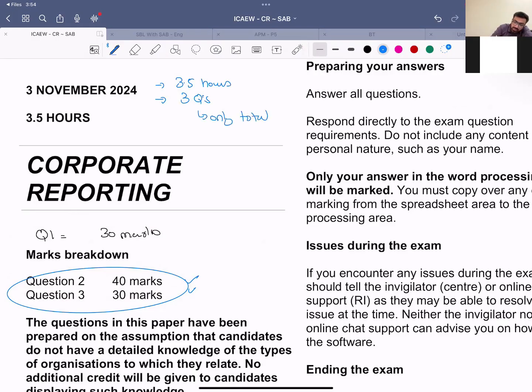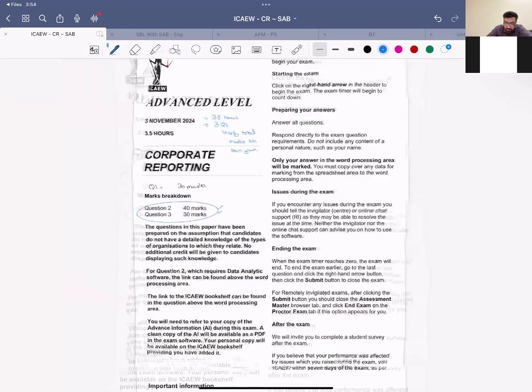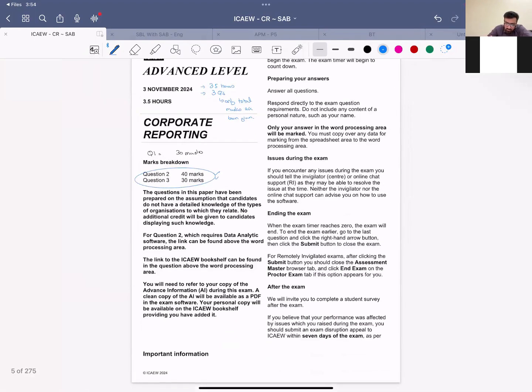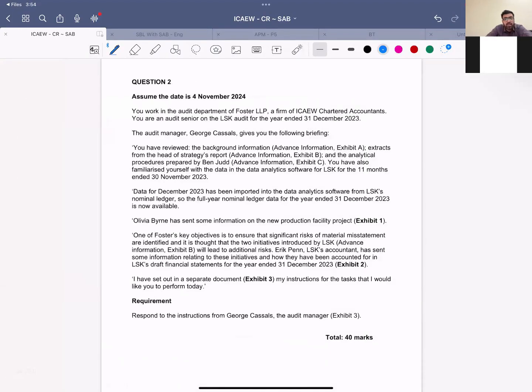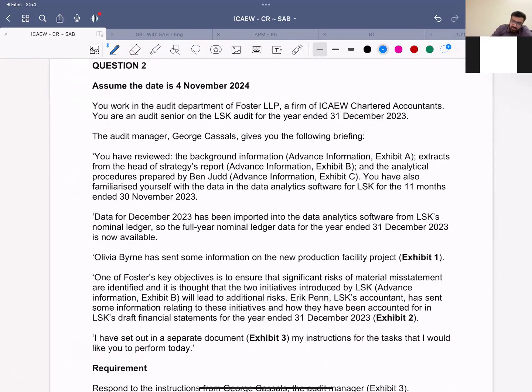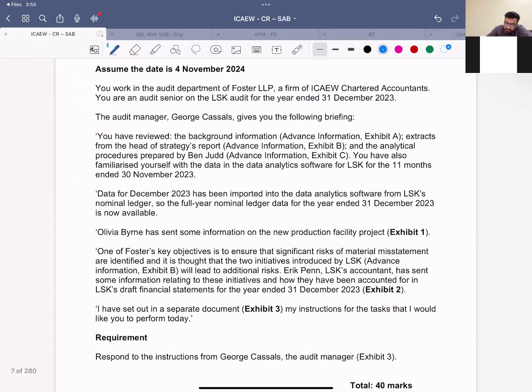This is one of the important things: in this corporate reporting exam, only total marks are being given, not requirement-wise. You'll see this, right? You can read this paper as well with you. So yeah, here it is, right?